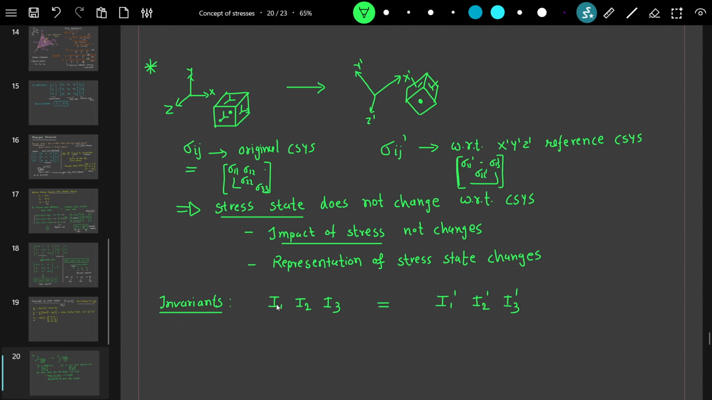Invariance means the stress representation is changing, but when you find the invariants from this stress matrix and that stress matrix, I1, I2, I3 and I1 dash, I2 dash, I3 dash, those will be equal. That means I1 equals I1 dash, I2 equals I2 dash, and I3 equals I3 dash. Even if the stress representation is changing, some quantities of that stress matrix do not change when we change the coordinate system, and that is called invariance of the stress matrix.